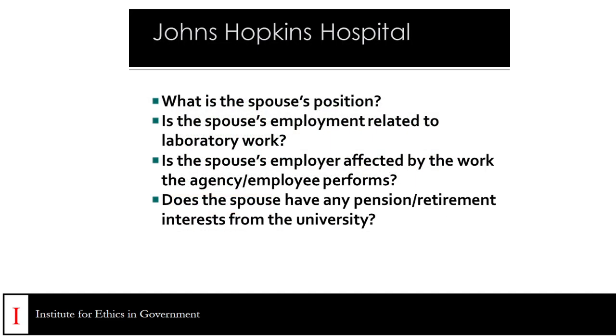With the spouse's employment interest, we're interested in a few things. I'm going to start with the last question first. Does the spouse have any pension or retirement interests from the university? Especially with private sector employment, there are very often other kinds of benefits that go unreported, like a retirement plan, maybe stock holdings, shares. So if it's the first time you're seeing a spouse's employer reported on a 450, you definitely want to go back and ask, do they have any other attendant benefits? Because you may need to analyze those separately for a potential conflict of interest.